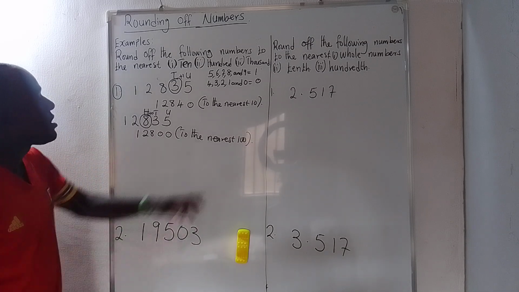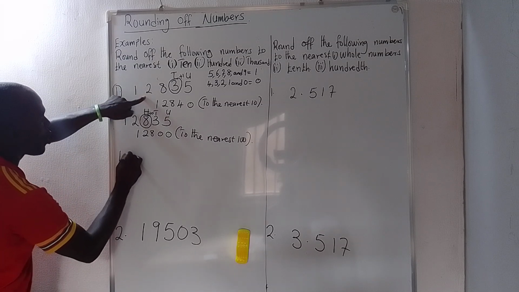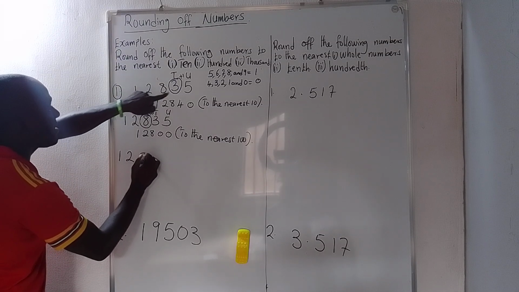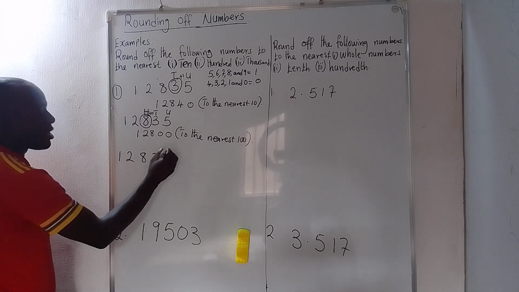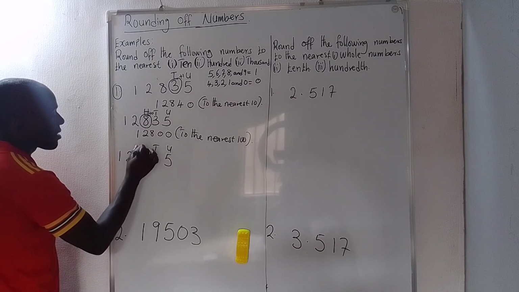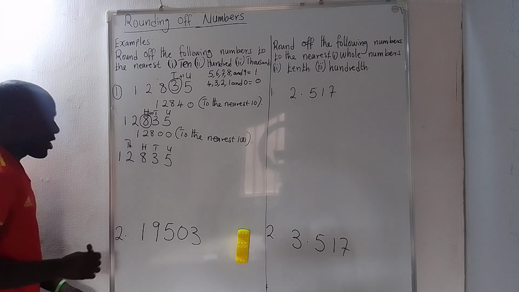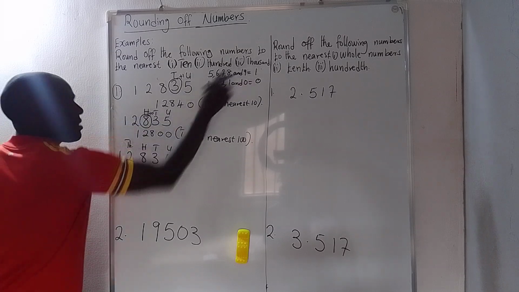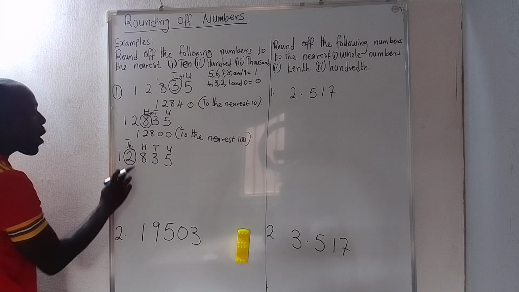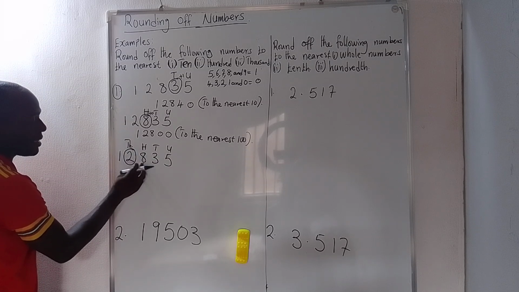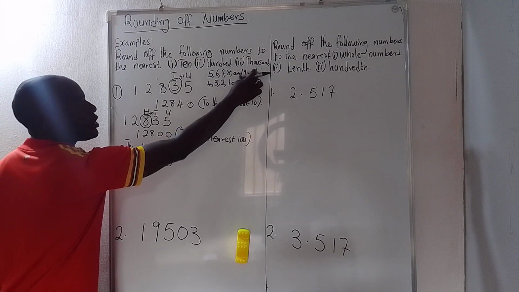Then the last part of the question, we say to the nearest 1000. We repeat the question: 1, 2, 8, 3, 5. We start labeling. This is units, tens, 100, 1000. Since we are asked to round to the nearest 1000, we circle the 1000. This is where we are asked to stop. The number close to the number that you circle on your right-hand side is 8. Where can we find 8? 8 is among these numbers, so we change it to 1.